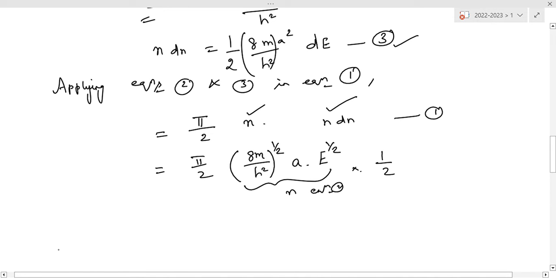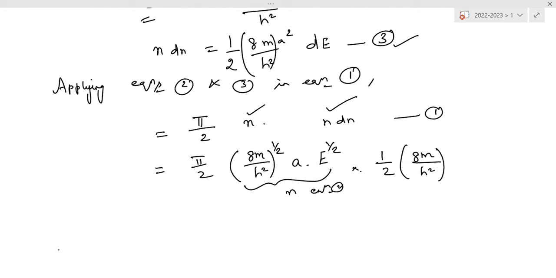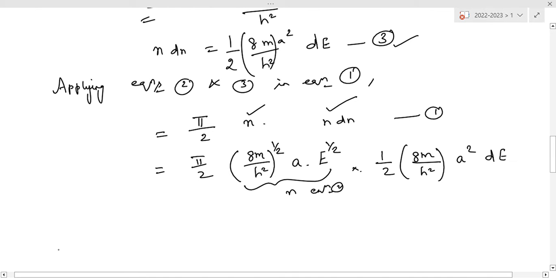1 by 2, 8m by h square a square into dE. Now I am going to consolidate this 1 by 2 and pi by 2. So I get pi by 4.